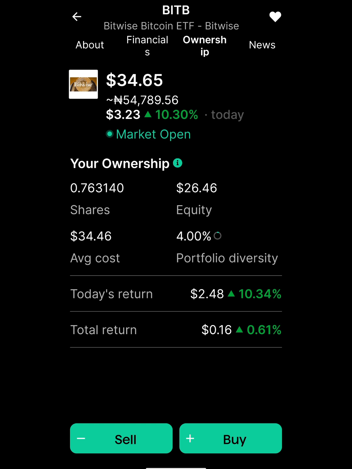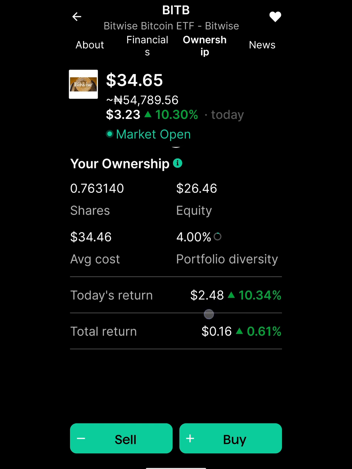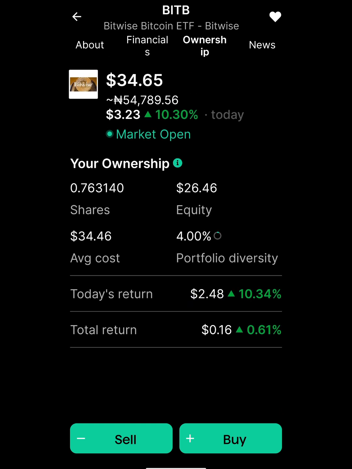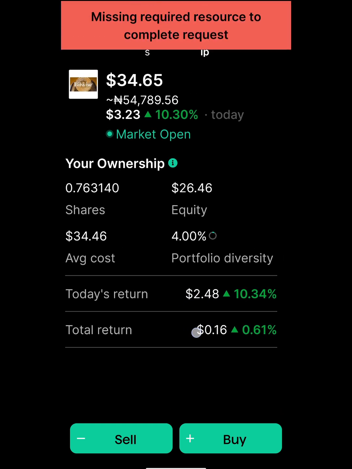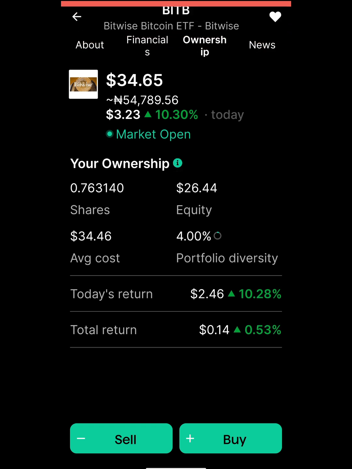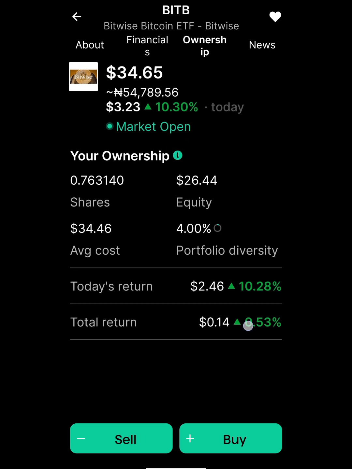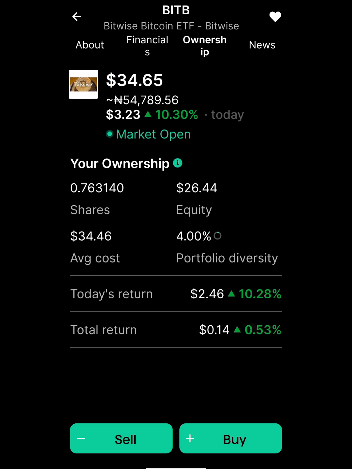Now, it's not really advisable for me to sell this stock. Why? Because if I sell it right now, Bamboo, this platform, is going to charge me $1, right? Bamboo is going to charge me $1 for selling this stock. So when you buy a stock, Bamboo charges you $1. When you sell a stock, Bamboo also charges you $1. So if I sell now, I will be losing $1 from this total return. So it's not advisable, but for the sake of this video, I want to really show you guys how to sell a stock. So let's just continue.